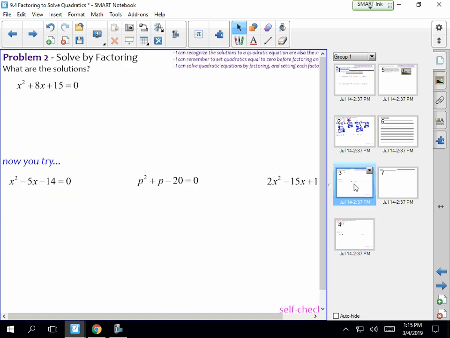Okay, so let's add in another layer here. Eventually, I'll show you where the bottoms up relates to this. So this is a quadratic function or quadratic equation in standard form. We have x squared plus 8x plus 15 equals 0.